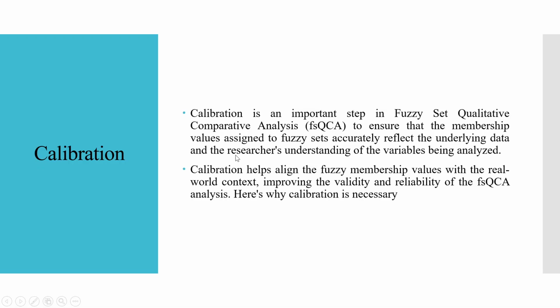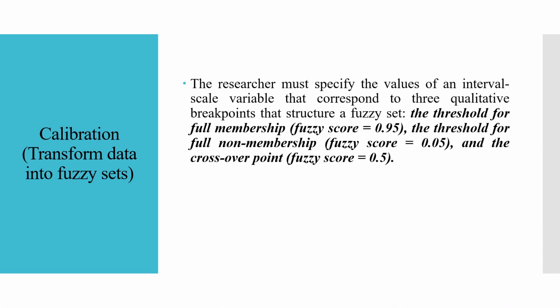Calibration is an important step in fuzzy set qualitative comparative analysis to ensure that the membership values assigned to fuzzy sets accurately reflect the underlying data and the researcher's understanding of the variables being analyzed. Calibration helps align the fuzzy membership values with the real-world context, improving the validity and the reliability of the fsQCA analysis. So here is the reason why calibration is necessary. Calibration is how we transform the data into fuzzy sets. How can we do it?